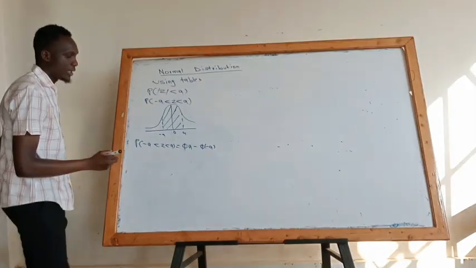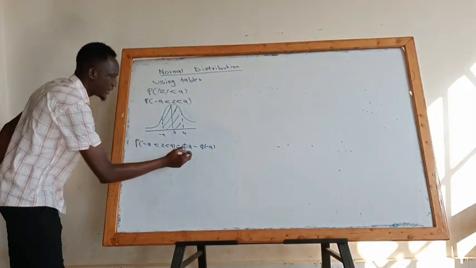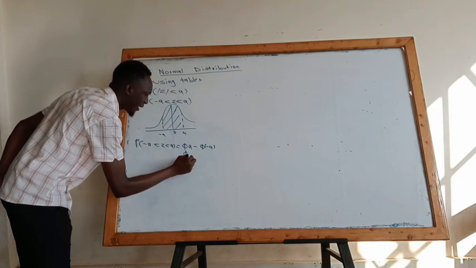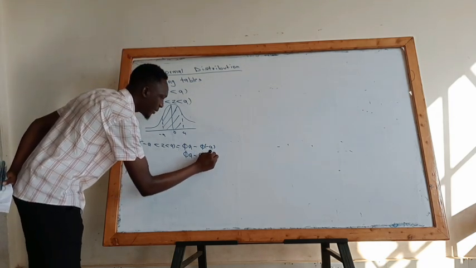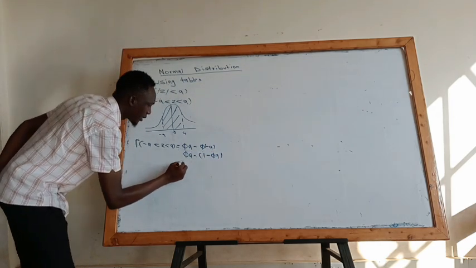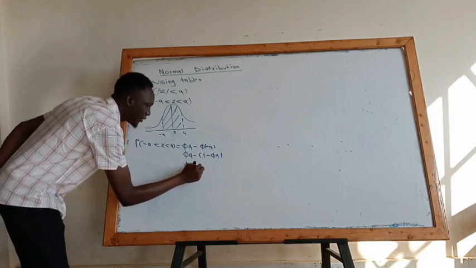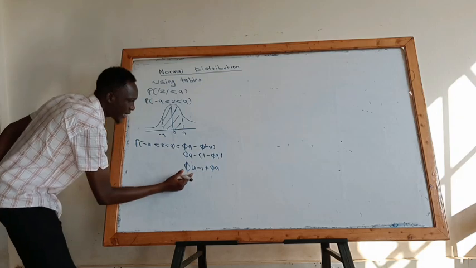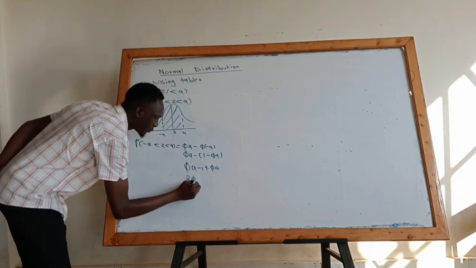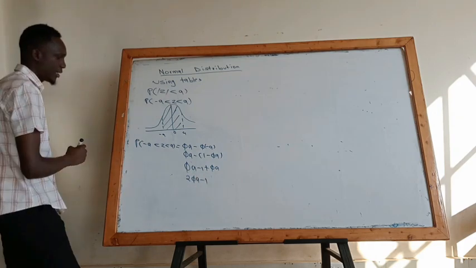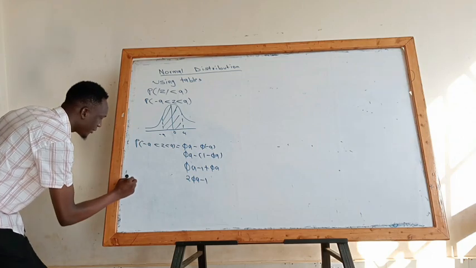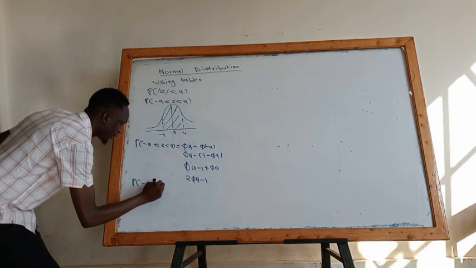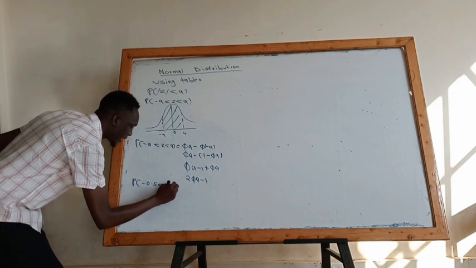Because of the symmetrical property, phi of negative a is the same as 1 minus phi a. So you have phi a minus, in brackets, 1 minus phi a. Therefore we have phi a minus 1 plus phi a. Phi a plus phi a is 2 phi a, minus 1. Example, let's say we want to find the probability of negative 0.5 less than z less than 0.5.